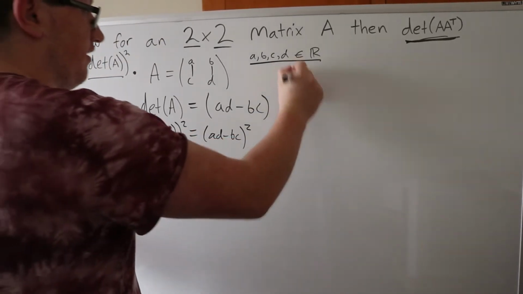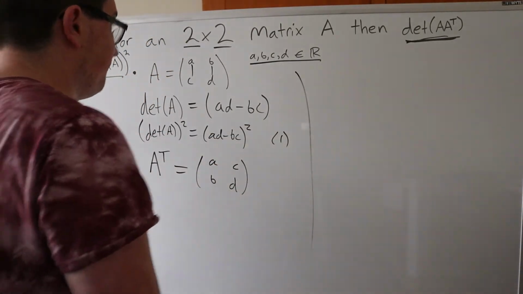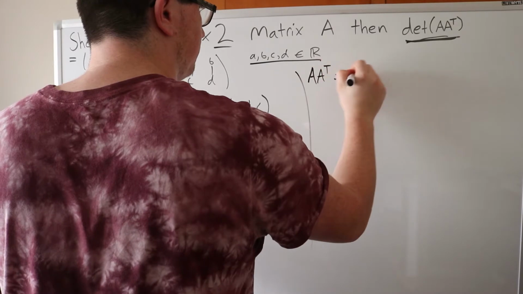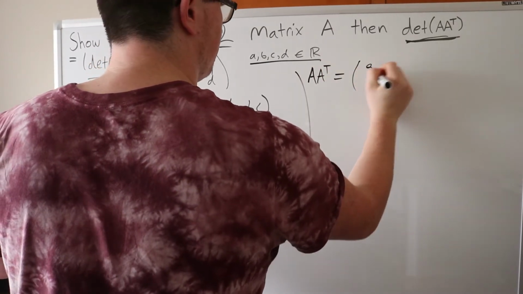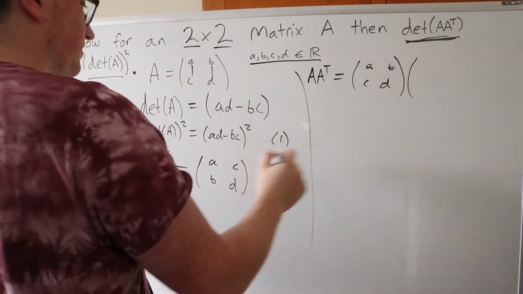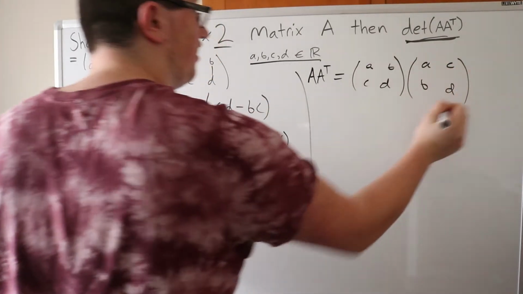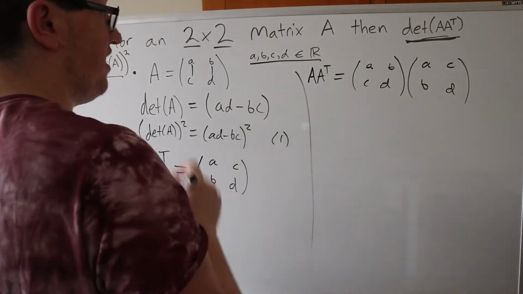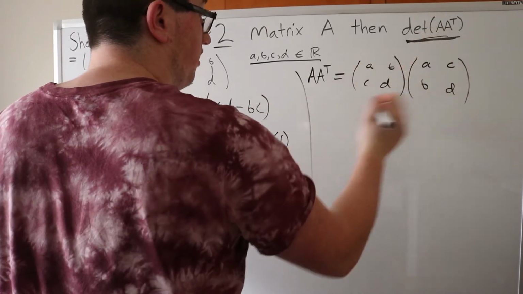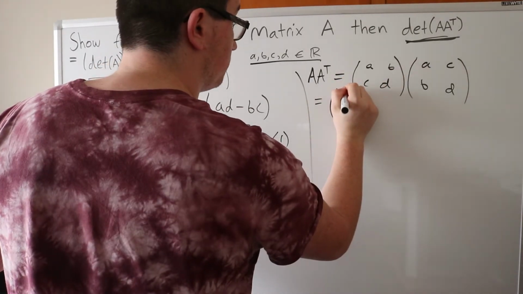Now let's move over here and do some working on this side of the whiteboard, and let's find A A transpose. So A A transpose is nothing but A, B, C, D multiplied by the matrix A, C, B, D. Now we can use some multiplication rules of matrices to find this. So we take this row and multiply it by this column to get the first element. So we get A squared plus B squared.